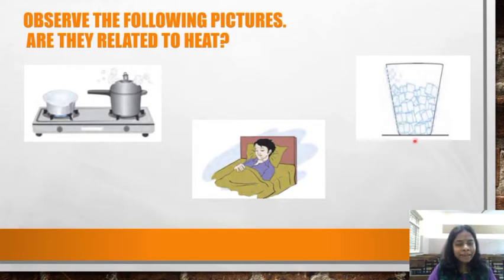This picture, children, shows the ice is melting. How is the ice melting? When it is taking the heat energy from the atmosphere and then it is converting itself into water. This is again a beautiful explanation of heat energy.